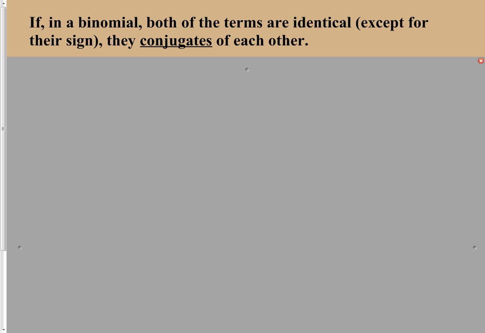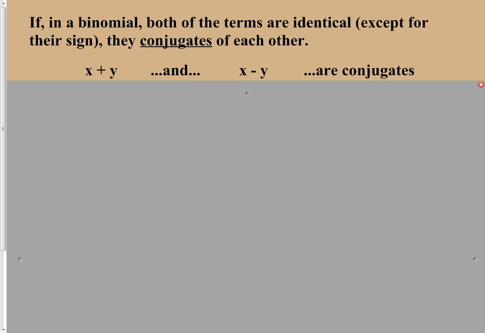All right, one topic we're going to need to have a knowledge of before we can get to some of these rules is the idea of what is a conjugate. Okay, now if in a binomial both of the terms are identical except for their signs, they are called conjugates of each other. So there's a definition there. Okay, so put conjugate out on the left column and define it over in the center on the right side of the page. If in a binomial both of the terms are identical except for their sign, then they are conjugates of each other. And I have several examples here for you to look at to get the idea of what conjugates actually are.